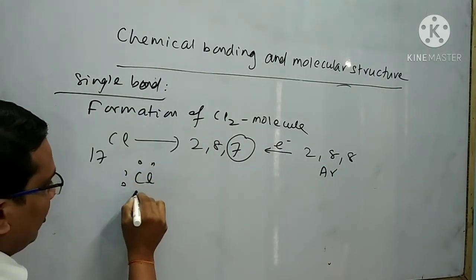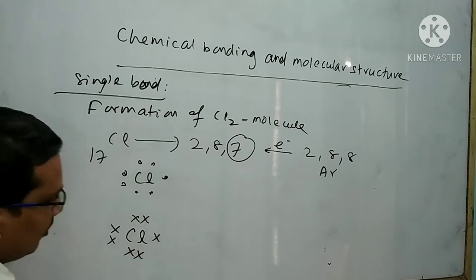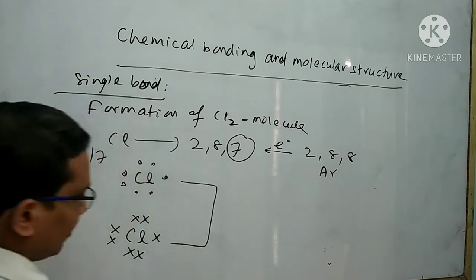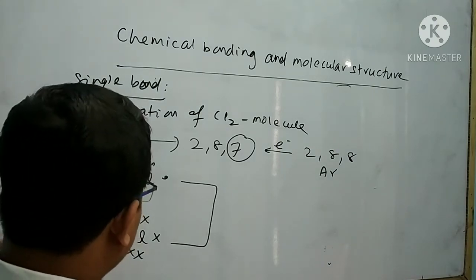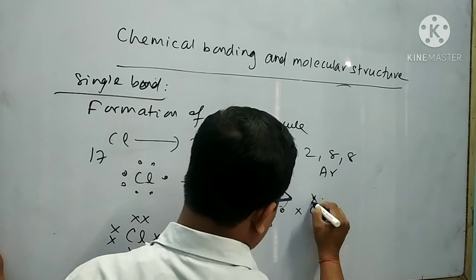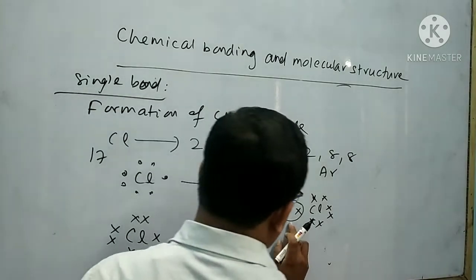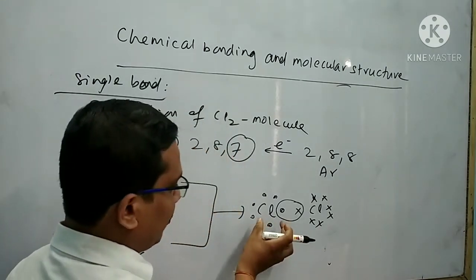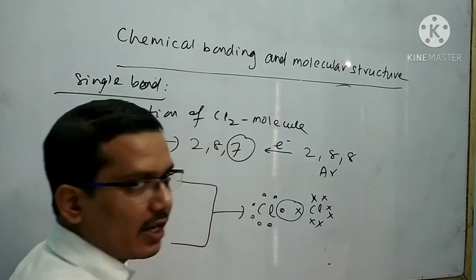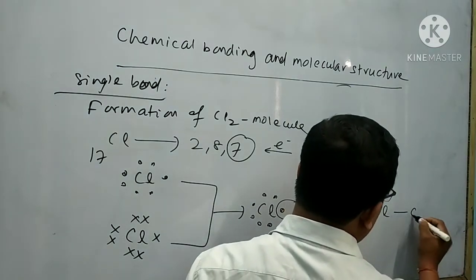This is your chlorine atom. Here 7 electrons are present in the valence shell. This is your another chlorine atom. Here also 7 electrons are present in the valence shell. When two atoms come in contact with each other, then they share 1 electron. That means like this. This is your one pair of electron. This sharing pair of electrons is possible by the contribution of 1 electron from this chlorine atom and the contribution of another electron by this chlorine atom. As a result, they make one pair of electrons. That's why we are able to form a single bond.